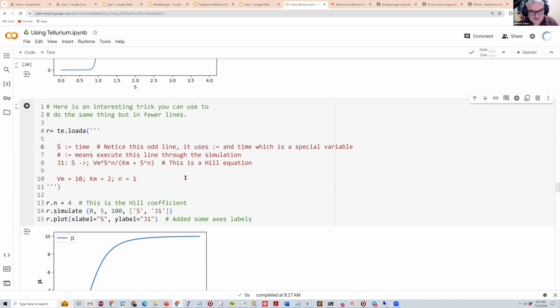Maybe not as obvious as the other one, but I remember somebody gave this to me a few years ago. I don't remember who it was. It might have been Lucian, of course. Anyway, there's a little trick you can do.